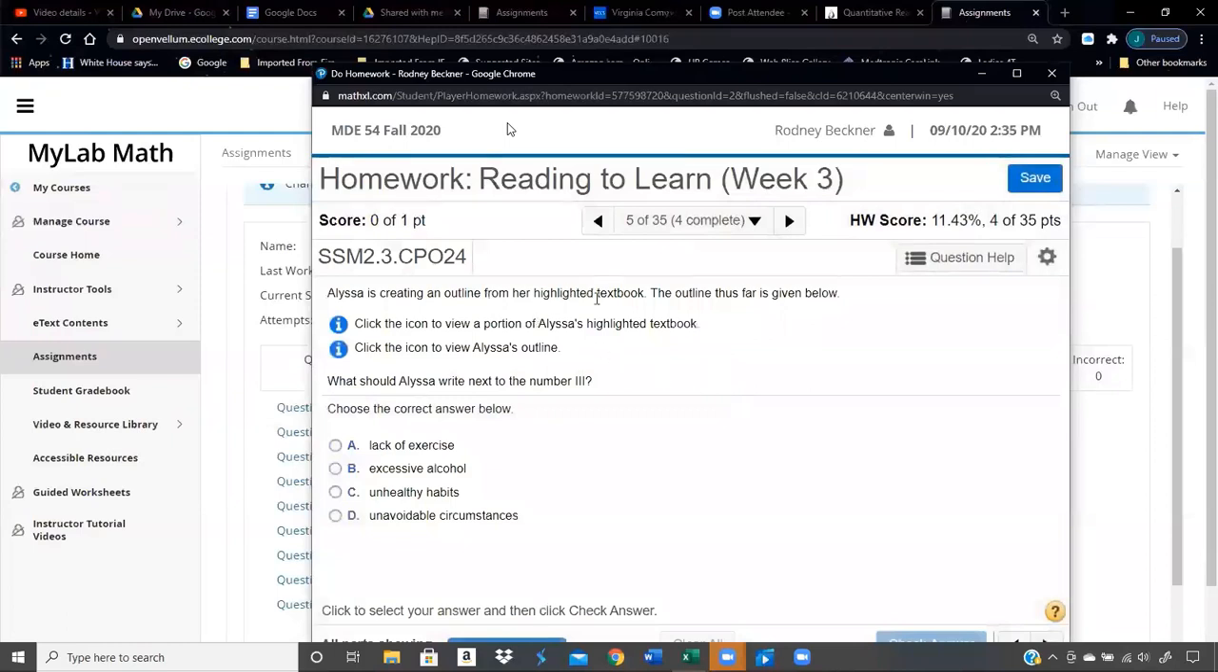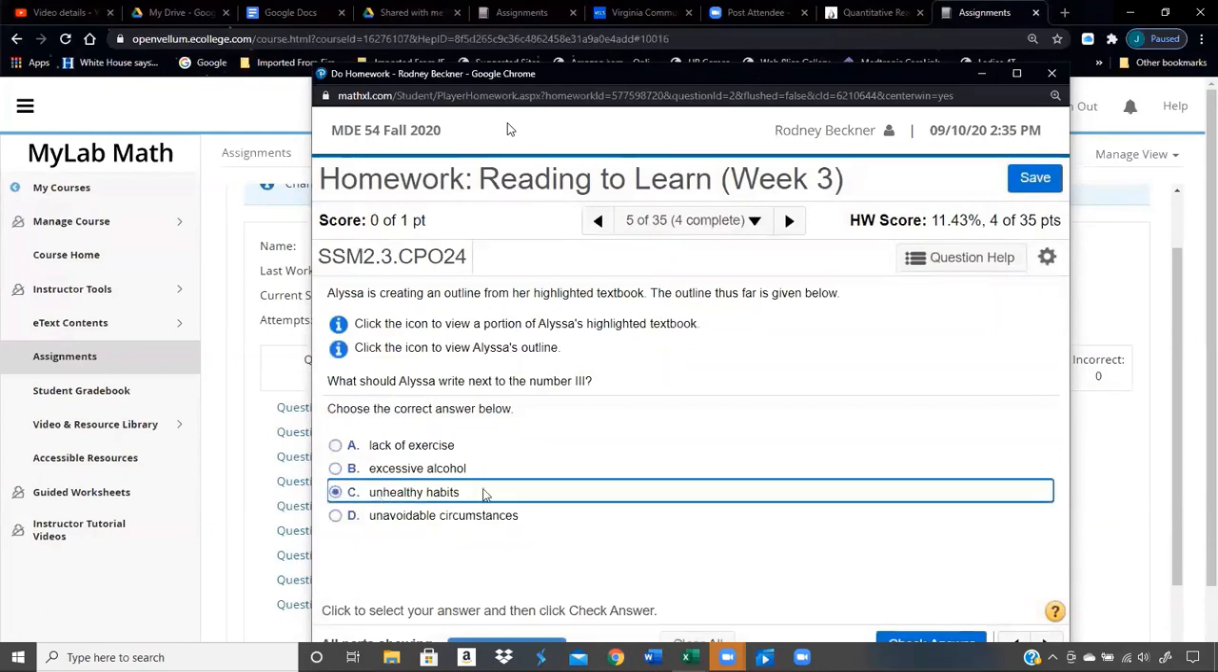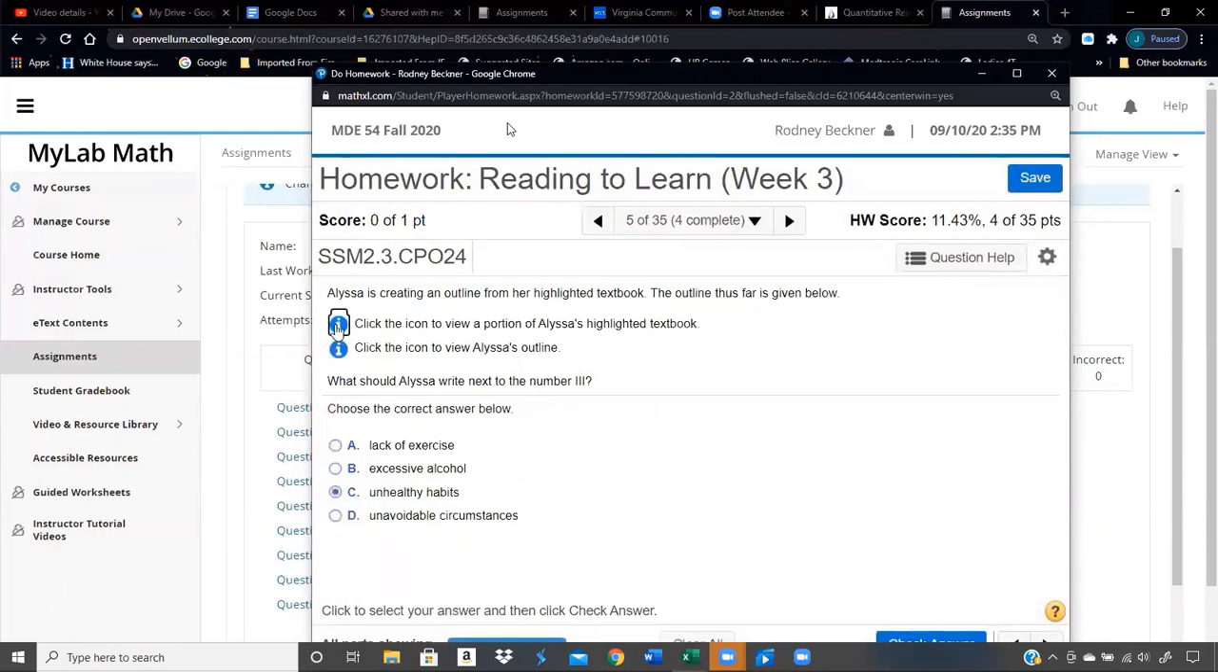Alyssa is creating an outline from her highlighted textbook. The outline thus far is given below. Click the icon to view a portion of her highlighted text. Click this icon to view her outline. What should Alyssa write next to number 3? Lack of exercise, excessive alcohol, unhealthy habits, or unavoidable circumstances. Obviously C, right? Well, no, we can't say any of these. We haven't clicked anything.